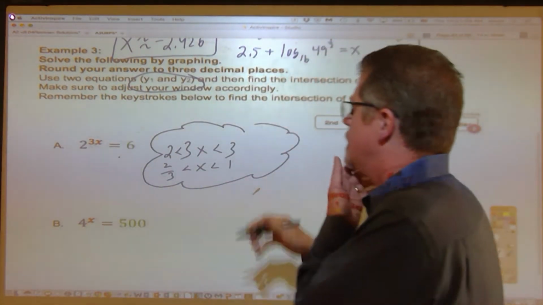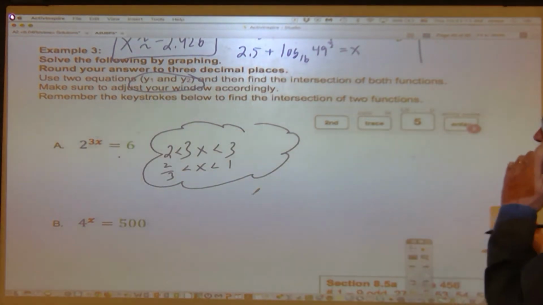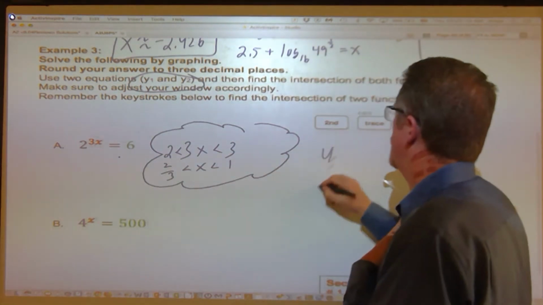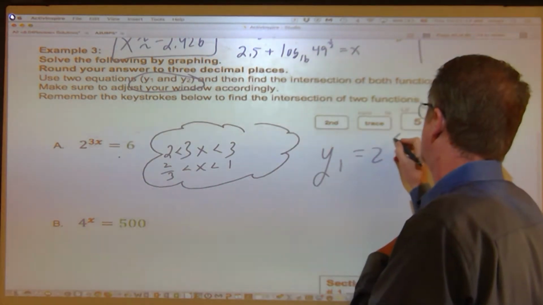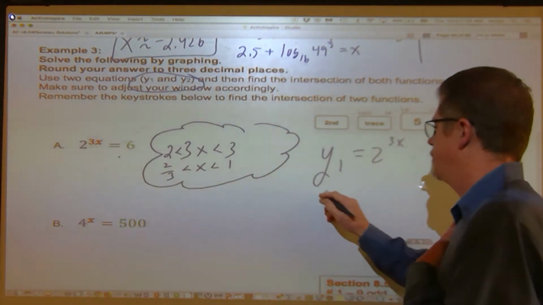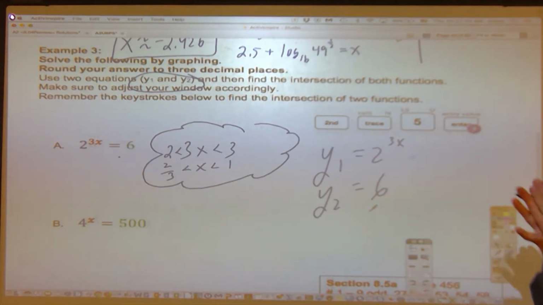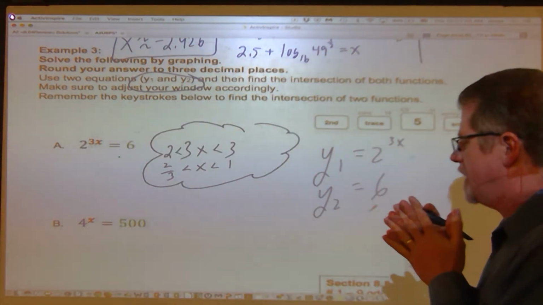So that's what goes on in your mind. You don't have to do that. You can just go to the calculator. Here's the strategy. For y1, we're going to type in 2 to the 3x power. And for y2, we're going to type in 6. We're going to find out where they intersect.